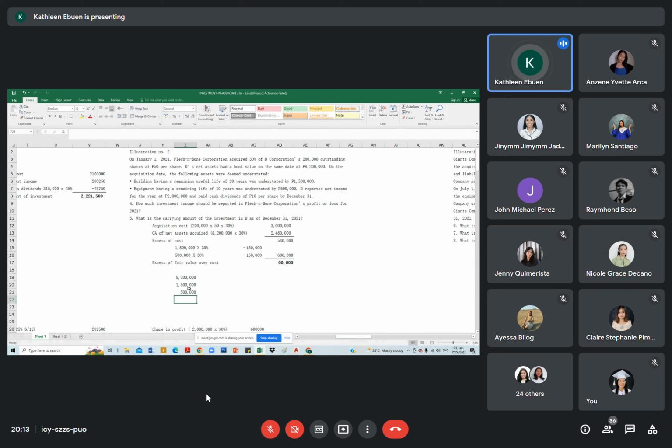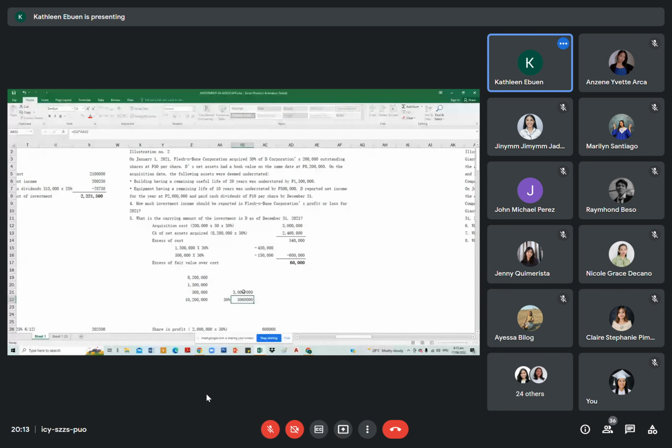Okay. So, kung ito total natin lahat, class, ito yung totoong fair value ng net asset ni B Corporation, which is 10,200,000. Ito yung totoong binili natin. If we are going to multiply it to 30%, magkano yan? 3,060,000. No? So, binili, yung cost, class, is 3 million. Magkano yung fair value nung binibili natin? 3,060,000. So, therefore, meron tayong excess of fair value over cost na 60,000.